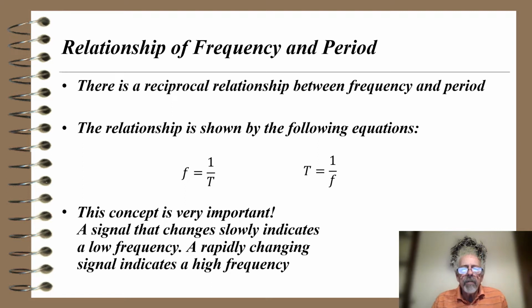So what is the relationship of frequency and period? It turns out there is a reciprocal relationship between frequency and period. We have two equations here: f equals 1 over T, or T equals 1 over f. This concept is very important. A signal that changes slowly indicates a low frequency. A rapidly changing signal indicates a high frequency.